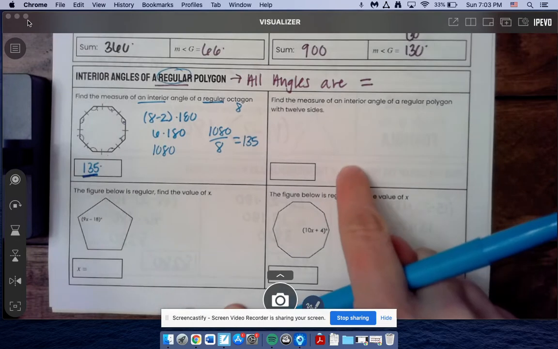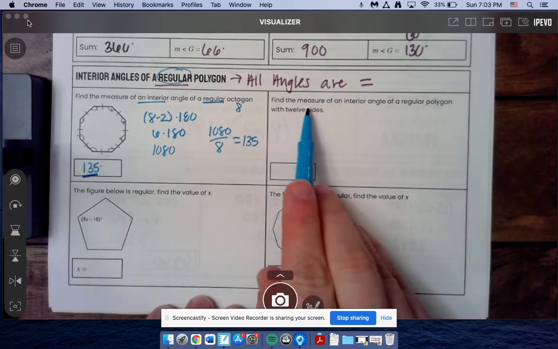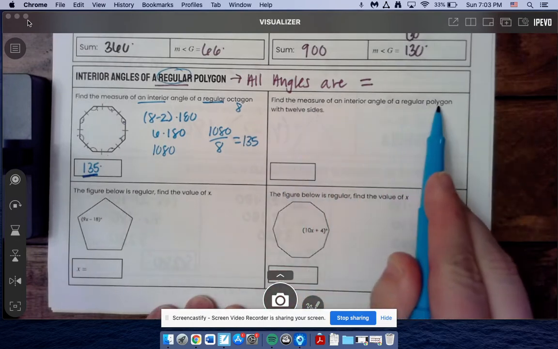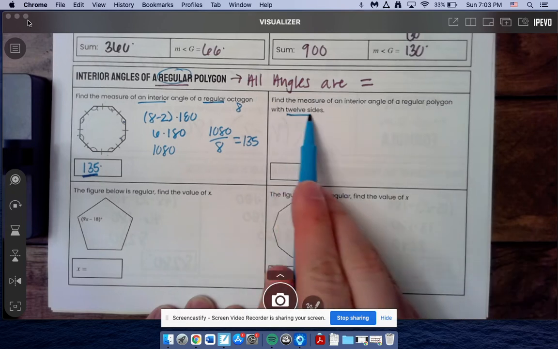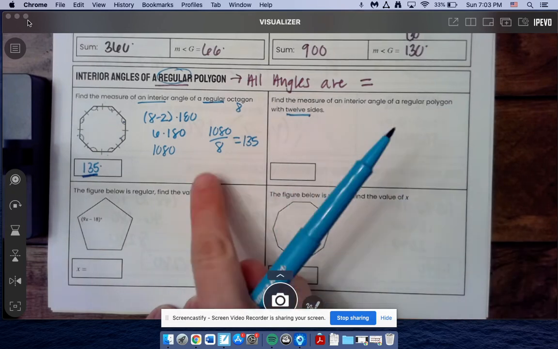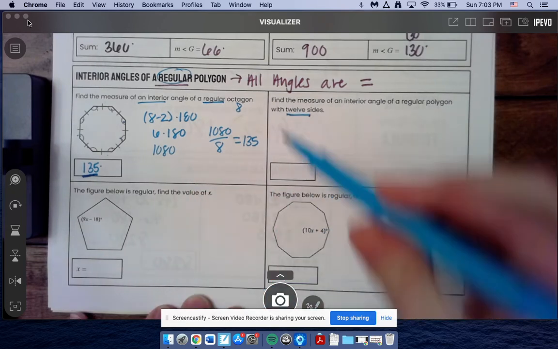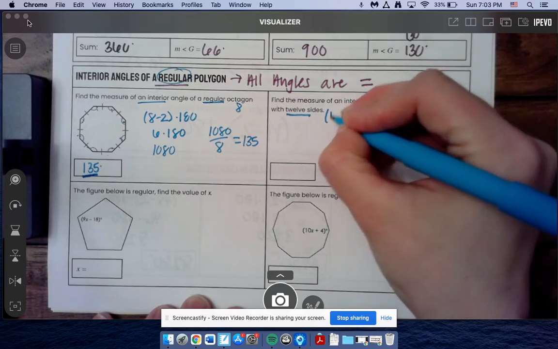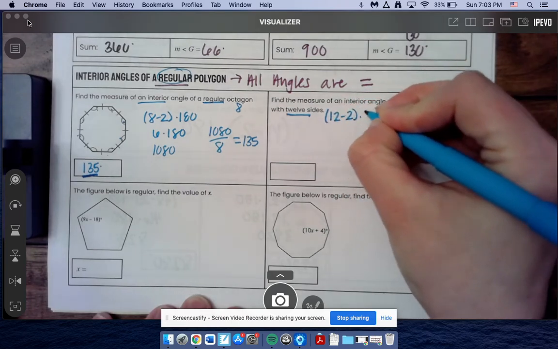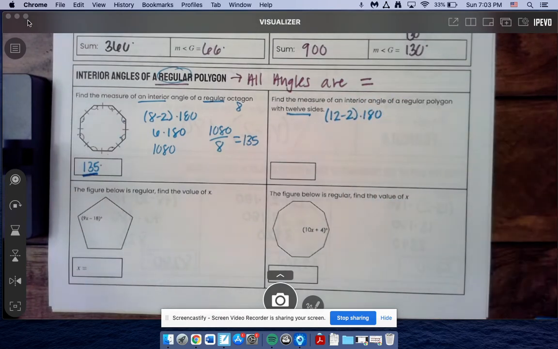Okay, let's try another one. So same kind of thing. Just find the measure of an interior angle of a regular polygon with 12 sides. So same kind of question, we just don't have a picture. So first we got to figure out, well, how many degrees are in a 12-sided figure?